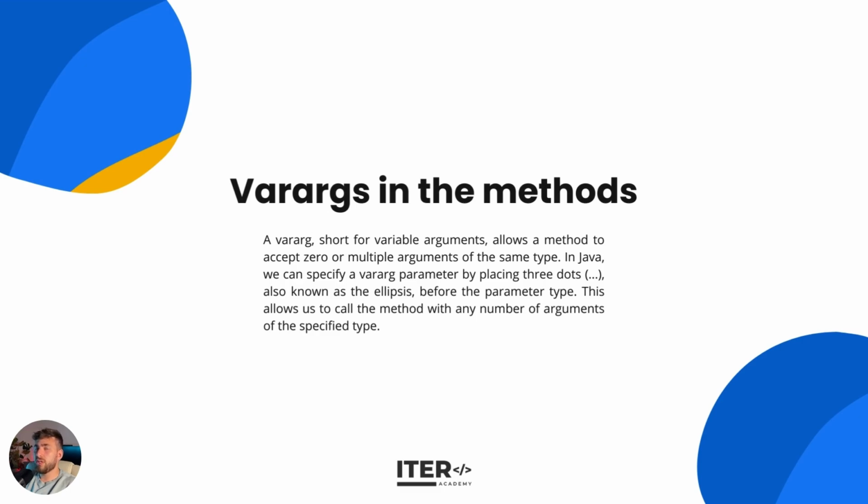Let's focus on the last topic, which is Varargs in methods. A Vararg, short for variable arguments, allows a method to accept 0 or multiple arguments of the same type. In Java, we can specify a Vararg parameter by placing 3 dots, also known as an ellipsis, after the parameter type. This allows us to call the method with any number of arguments of the specified type.